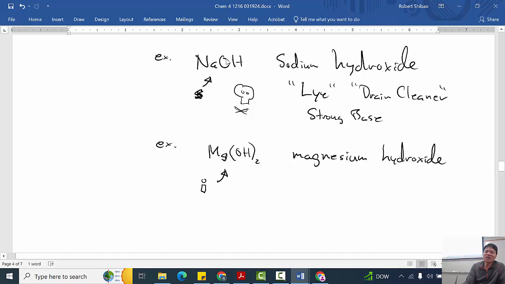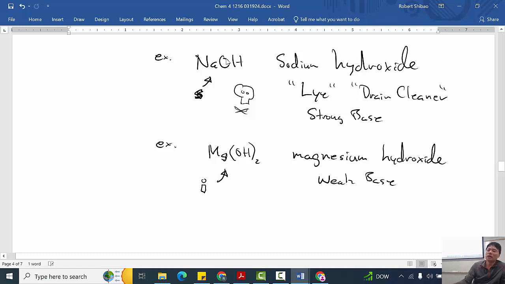However, magnesium hydroxide is not considered a strong base. It's considered a weak base. But isn't that kind of weird? Because look how much more hydroxide there is. Look at the ratio of hydroxide. How many hydroxides are there? Two hydroxides for every magnesium. And if you look at sodium hydroxide, how many hydroxides do we have there? One. Just one. Shouldn't magnesium hydroxide be a stronger base? Shouldn't that be an even more powerful drain cleaner?